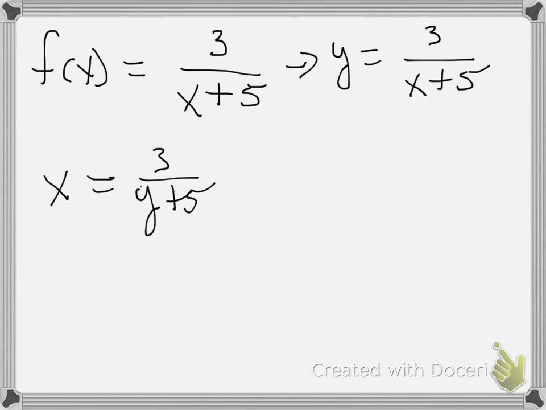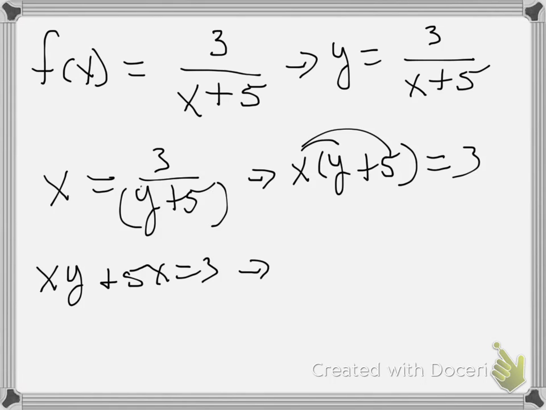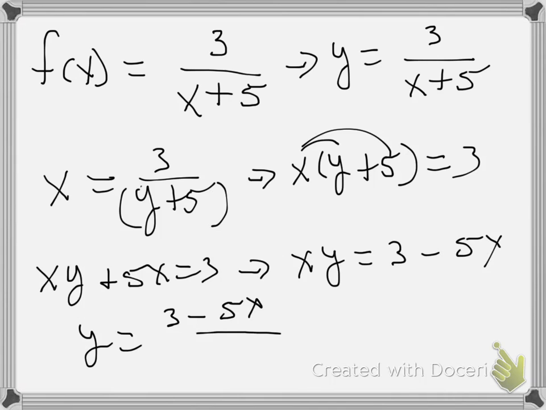Now, I'm going to get rid of this denominator, and I'm going to do that by multiplying each side by y plus 5. So then I get x times y plus 5 equals 3. Do some distribution here, and we get xy plus 5x equals 3. So xy is equal to 3 minus 5x. Well, that just means that y is equal to 3 minus 5x over x, and that equals the inverse of f of x. All right.